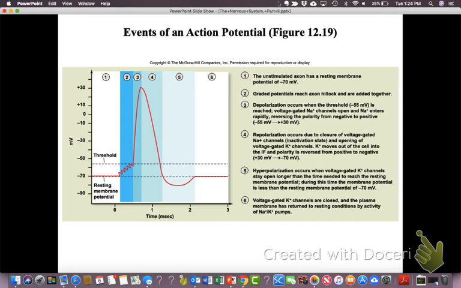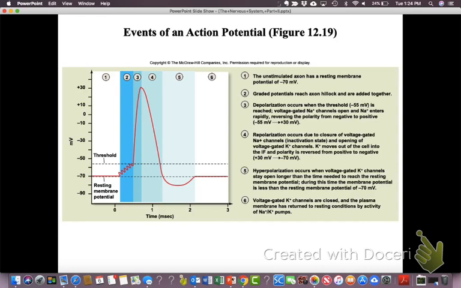They're summing up, so we're seeing summation at step 2. At step 3, we've hit threshold, and sodium is diffusing madly into the cell, making it more positive. Notice it goes past 0. This is called reverse polarization. It goes up to about positive 30, and as it hits its peak, those sodium inactivation gates close.